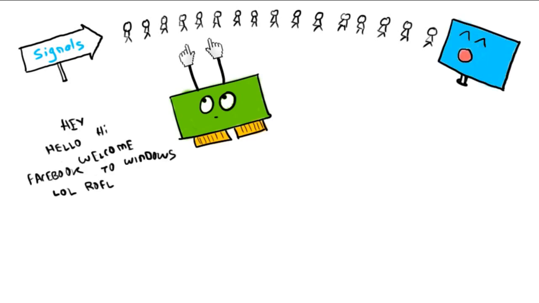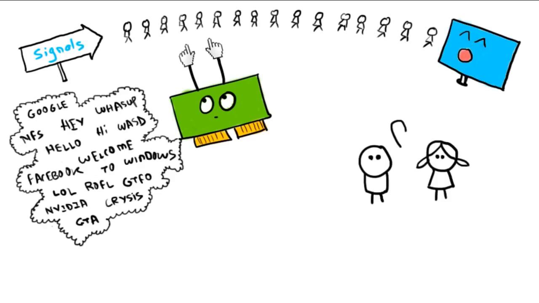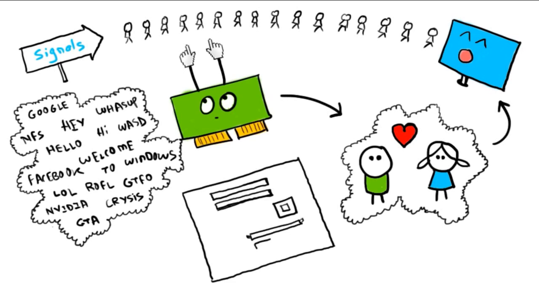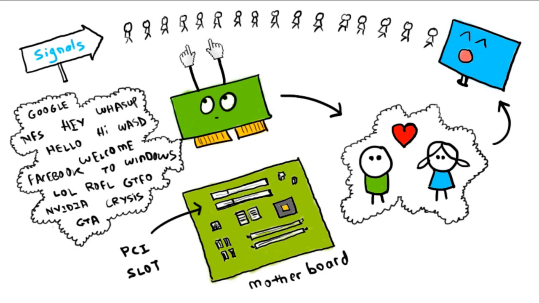A graphics card is a component which handles the signals that are sent to the monitor or graphics. It is responsible for generating all the text and pictures on your screen. It's called a graphics card because it can be inserted in a PCI slot on the motherboard.